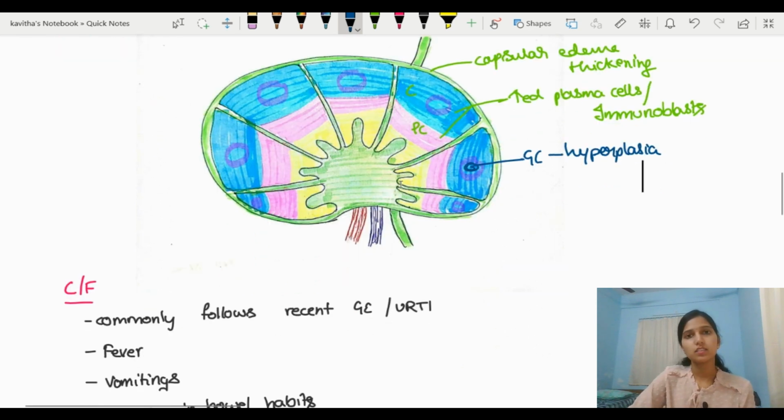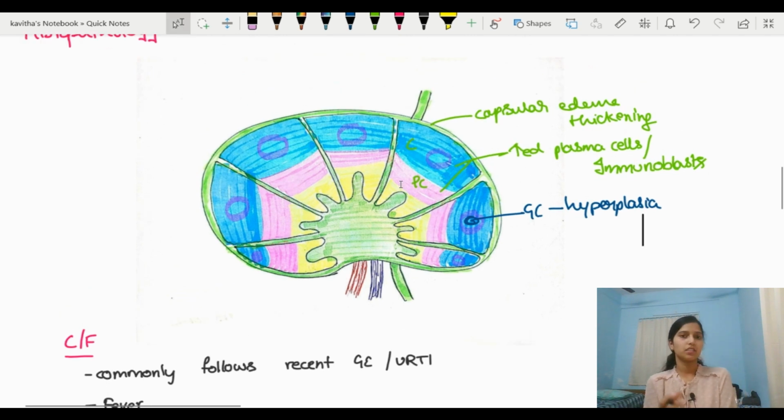Even though the lymph node is inflamed, that it is very red, right? But this lymph node won't get attached to either the peritoneum or the mesenteric leaves.